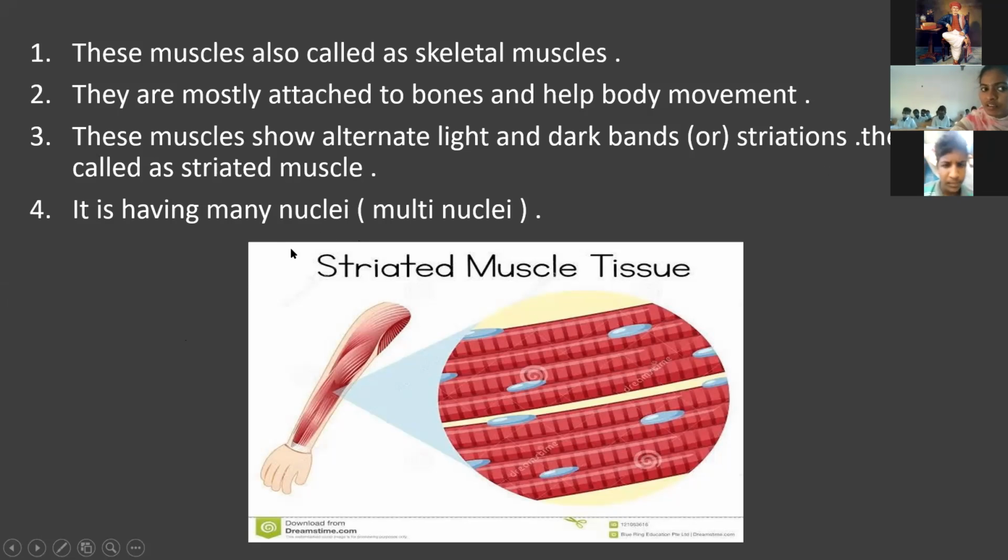These muscles show alternate light bands and dark bands, or striations. They are called striated muscles. And they have many nuclei. That means they are multinucleated.